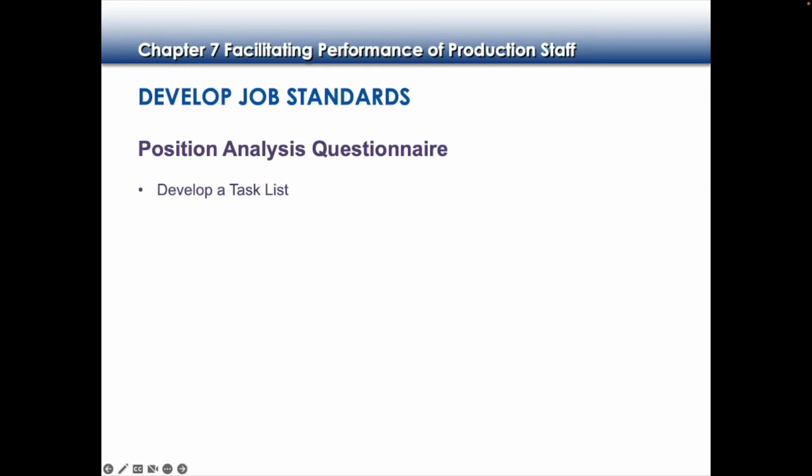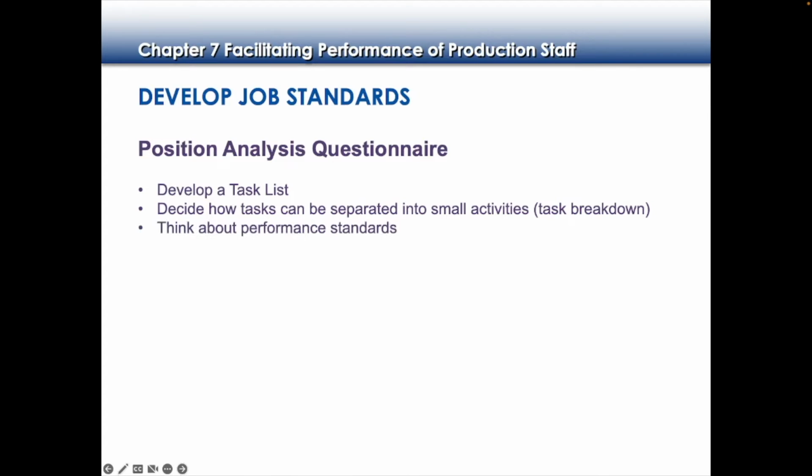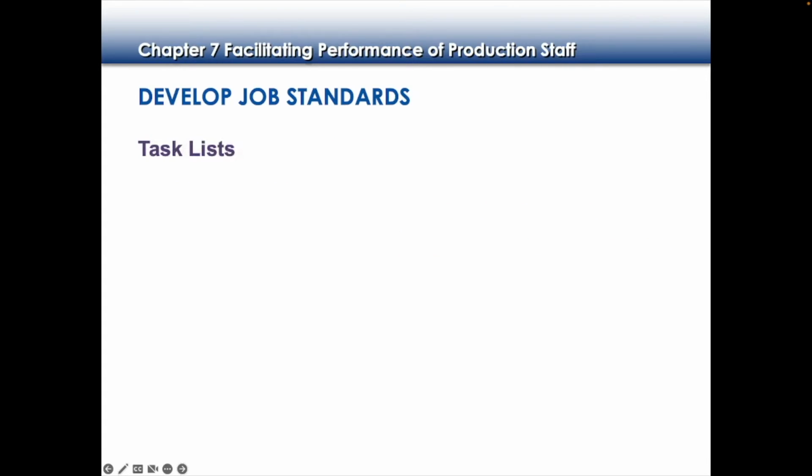It develops a task list and decides how the tasks can be separated into small activities. This is also known as a task breakdown. Think about performance standards when you're putting it together. And then it helps aid in writing a job description that indicates the most important tasks that are part of the job. So what is a task list? A task list specifies all tasks that are part of a job. It's literally a list of tasks.